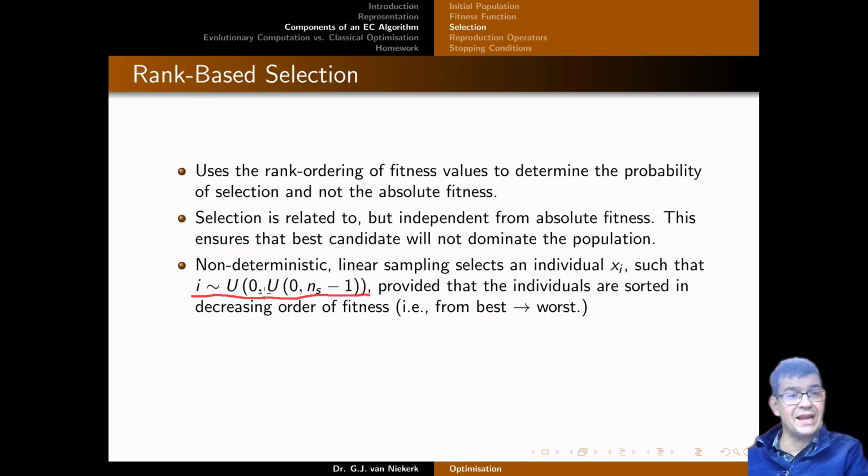So you choose a random value uniformly from 0 to n minus 1. Okay, and then you choose, again, a random value from 0 to whatever that value used to be. So with this, there's a very high probability of choosing an individual that's earlier on in the array. The more you are in the beginning of the array, the higher the probability is that you're going to get selected. So that is rank-based selection.